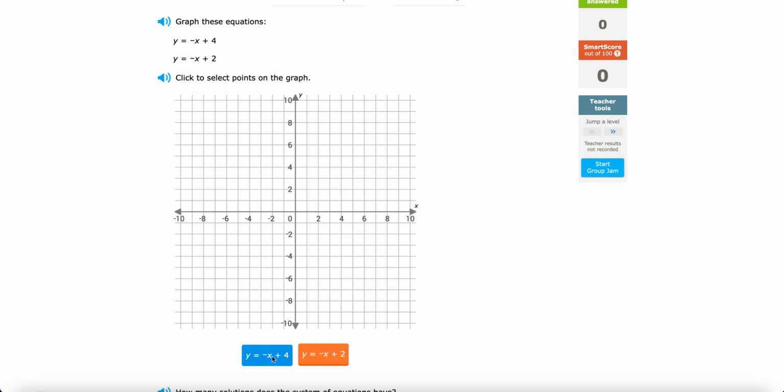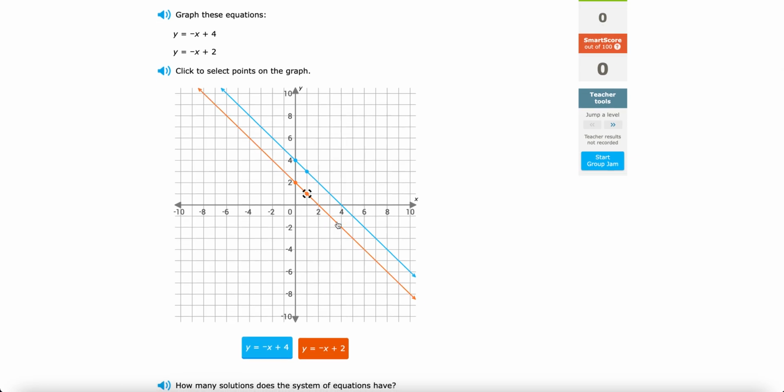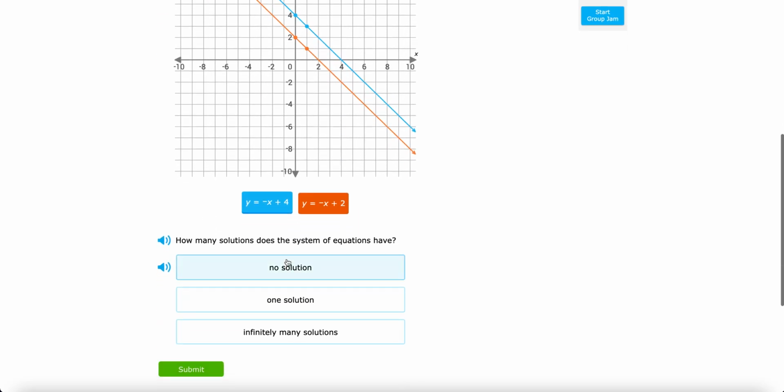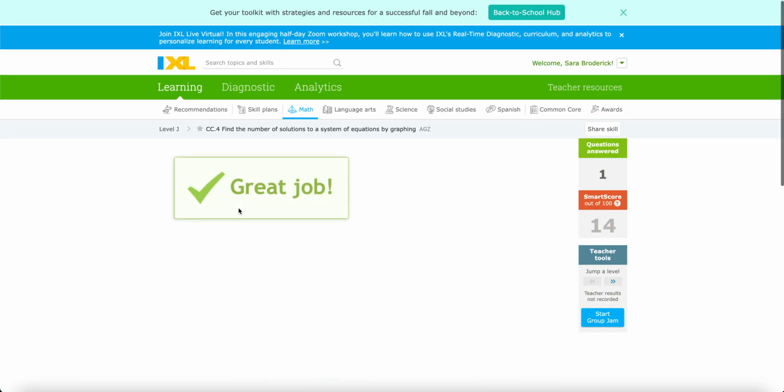So when I graph these lines, this line, we'll start at 4, and this is a -1 slope, so that's -1 over 1, so I'm going to go down 1, right 1. That's the first equation. And then for this second equation, notice I just clicked this orange button. I'm going to start at +2, and I have that same slope, so I'm still going to go down 1, right 1, which is going to create these parallel lines. These lines will never intersect, so this system doesn't have a solution. So I'll click no solution, and I'll go on to the next problem.